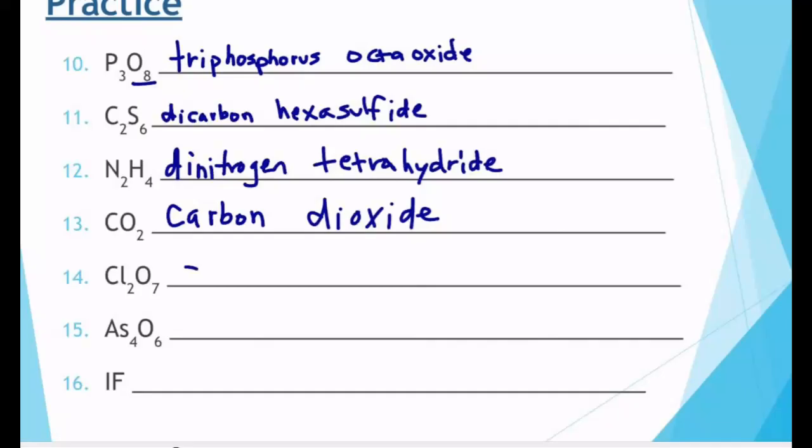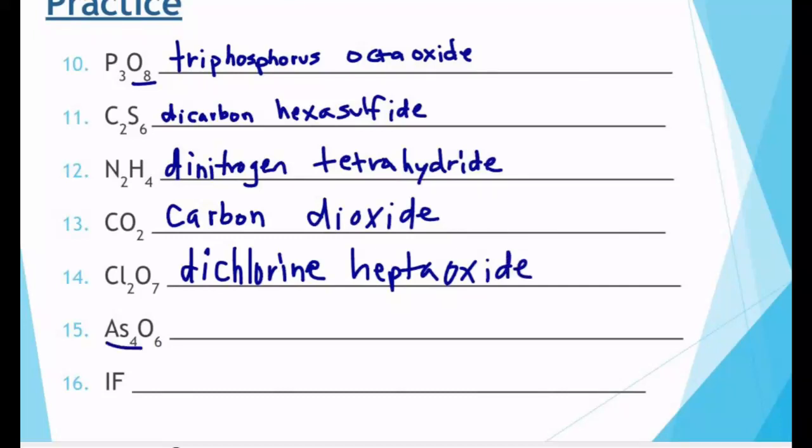Next one starts with Cl2, so we have 2 chlorines, so 2 is di. Chlorine stays the same. And then we have 7 oxygens here. So 7 is hepta. Think of that as like hexa, but a little bit bigger. Hexa is shorter than hepta. And then oxygen is oxide at the end of our compound's name.